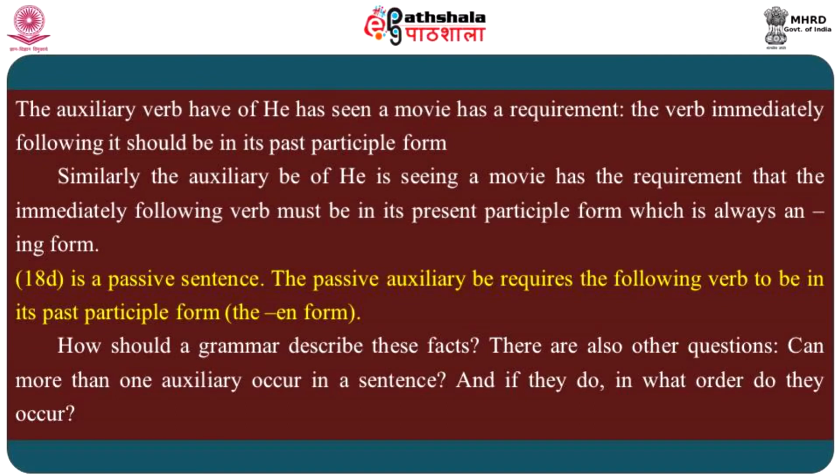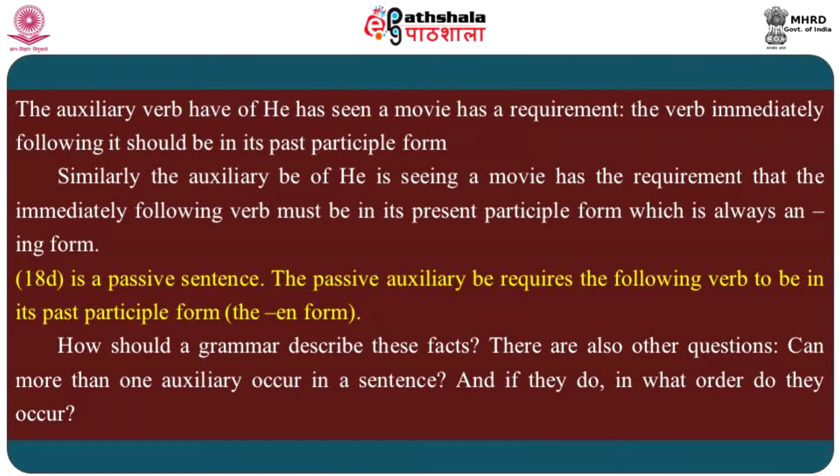The auxiliary verb have of he has seen a movie also has a requirement. The verb immediately following it should be in its past participle form. Similarly, the auxiliary verb be of he is seeing a movie has the requirement that the immediately following verb must be in its present participle form, which is an ing form. And then we have the passive sentences. The passive auxiliary be requires the following verb to be in its past participle form. This was seen. How should a grammar describe these facts?